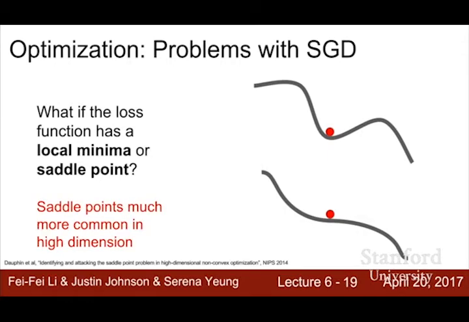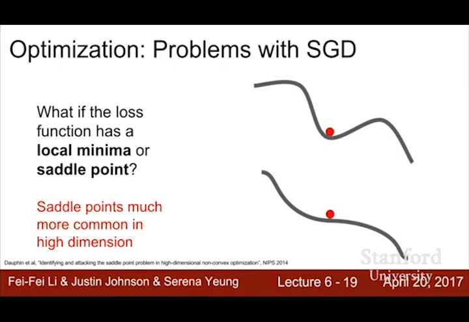Although one thing I'd like to point out is that in a one-dimensional problem like this, local minima seem like a big problem, and saddle points seem like not something to worry about. But in fact, it's the opposite once you move to very high-dimensional problems.